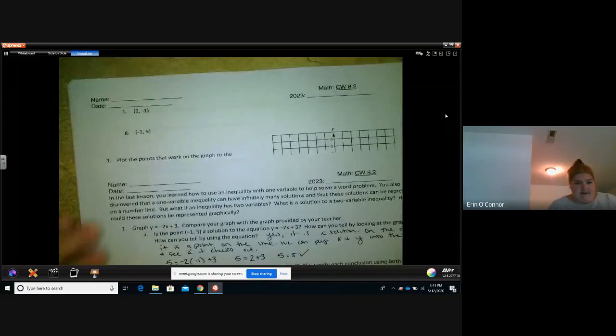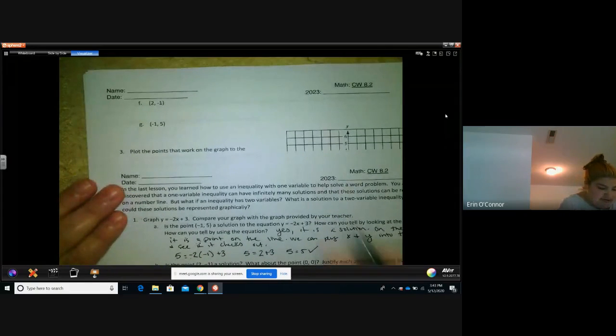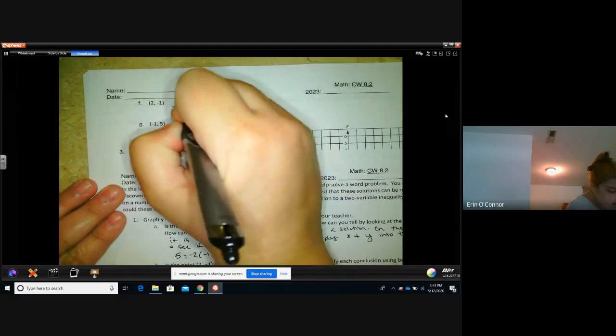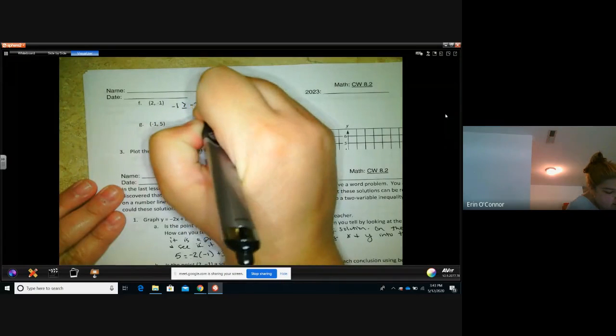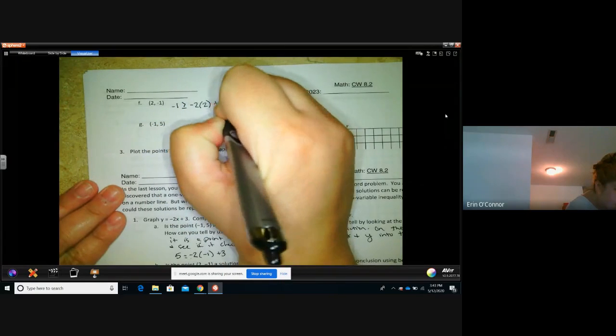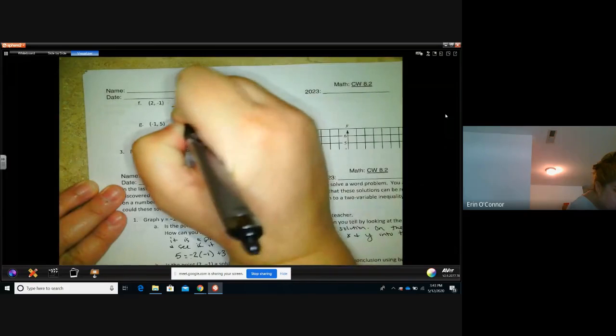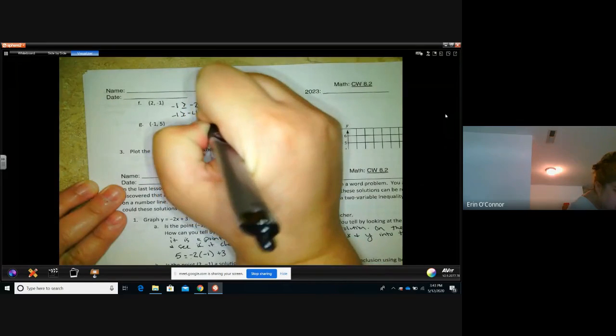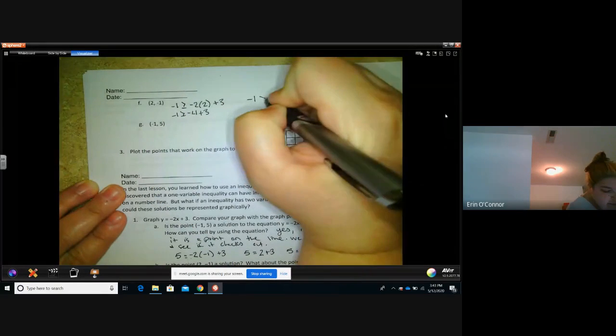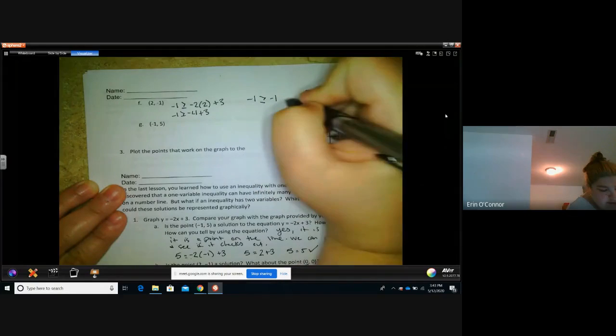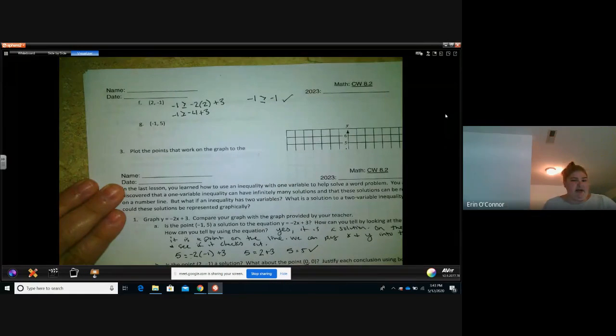I don't think there's any. Oh, there are 2 more to do. Let's see if we get any more. So 2, negative 1. We have negative 1 is greater than or equal to negative 2 times 2 plus 3. Negative 1 is greater than or equal to negative 4 plus 3. Negative 4 plus 3 is negative 1. Is negative 1 greater than or equal to negative 1? Well, yeah, they're equal to each other, so it counts.